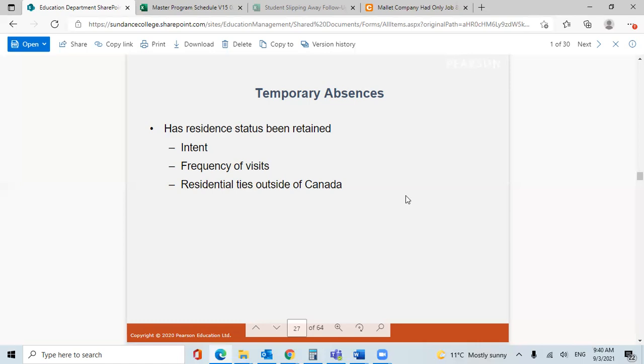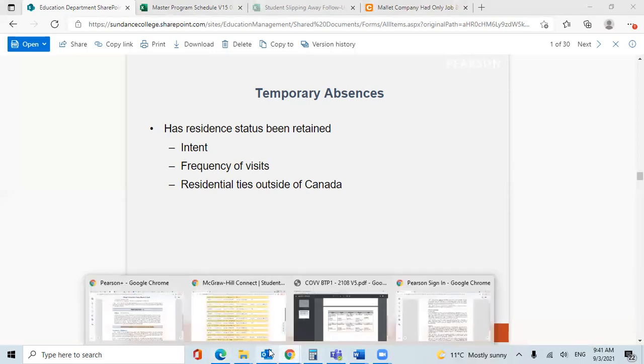The second one is frequency of visits. If the individual continues to visit Canada on a regular basis, we're going to talk about examples regarding the frequency of visits. The third is the residential ties outside of Canada, which is whether or not the individual established residential ties in another country. If someone leaves Canada and travels for an extensive period of time without settling in any one location, we could still look at this person as a resident of Canada, because he has not permanently departed, since this person cannot find a specific country or place to live. So there are 3 factors we need to consider regarding temporary absence.